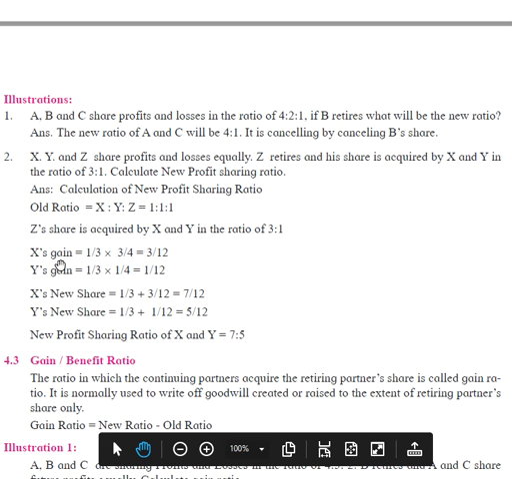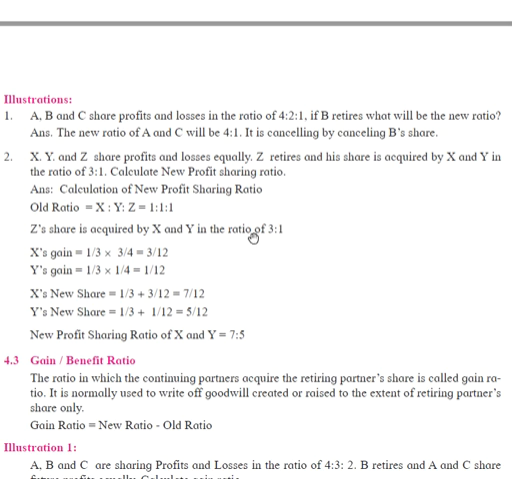So X gains 1 by 3 into 3 by 4, gaining ratio 3 by 4, so he will get 3 by 12. And Y's gain is 1 by 3 into 1 by 4.